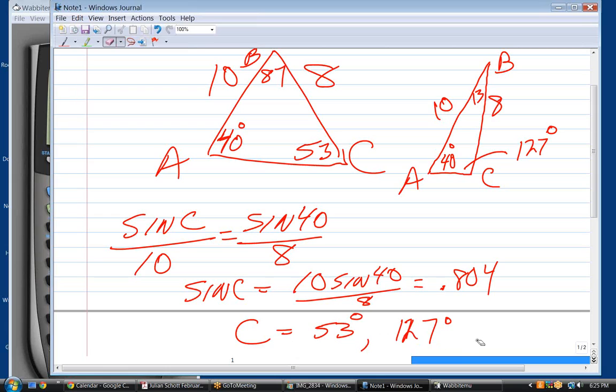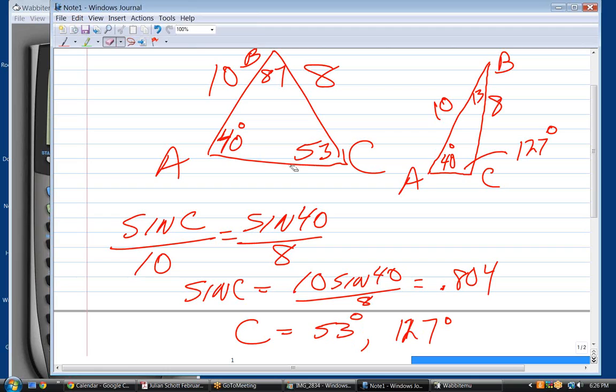There's a lot of books that have you memorize four conditions necessary for you to have the ambiguous triangle case. And to me, that seems a little silly. It's awful hard to memorize those four things. It's much easier to do it this way, where when you come up with this first angle, you figure out the supplementary angle also, and see if that works.